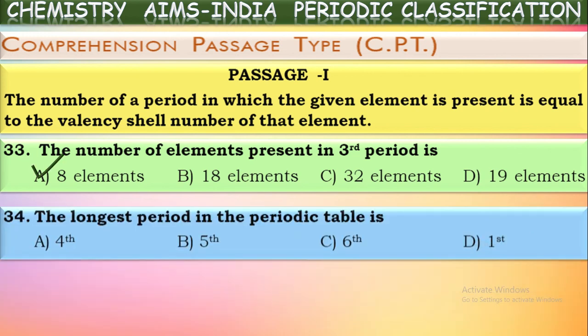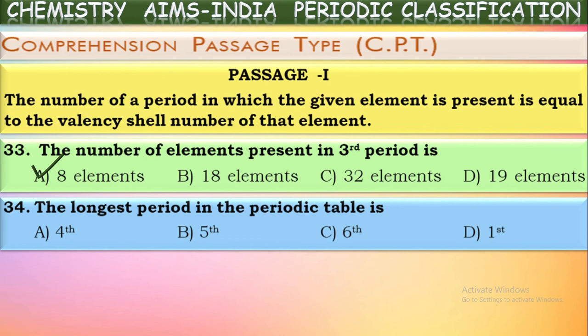Okay. Next, the longest period in the periodic table. Which period is longest? Just now we said the 6th and 7th periods have 32 elements each, so they are called very long periods or longest periods. Now, out of these two, the sixth period is given here. So that will be the correct answer.